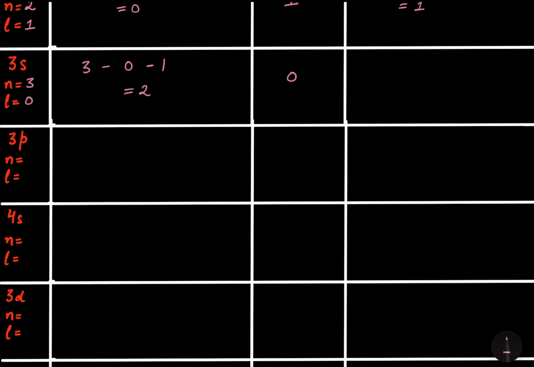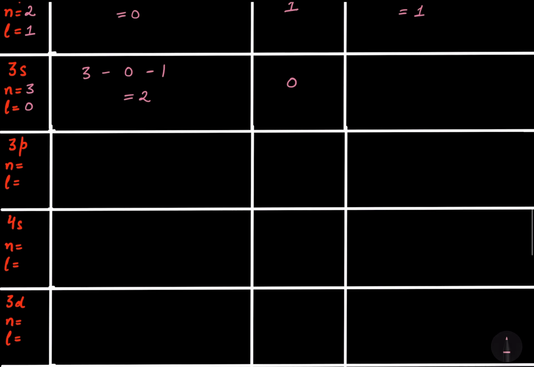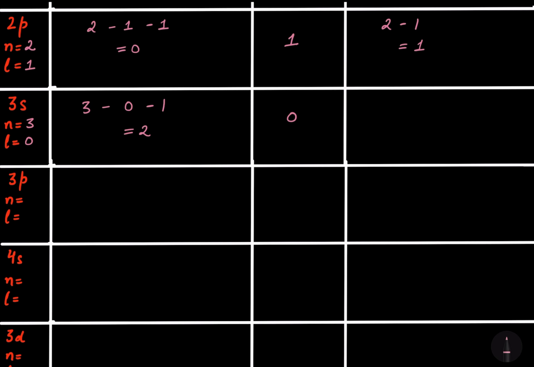It's not 0, it's 2. So the total nodes are 2, the 2 radial nodes and the 0 angular nodes. So total nodes, the formula is n minus 1. Here n is 3, minus 1, it comes out to be 2. So we got the 2 radial nodes and a 0 angular node, so total number of nodes comes out to be 2. So now let's evaluate for the 3p orbitals.